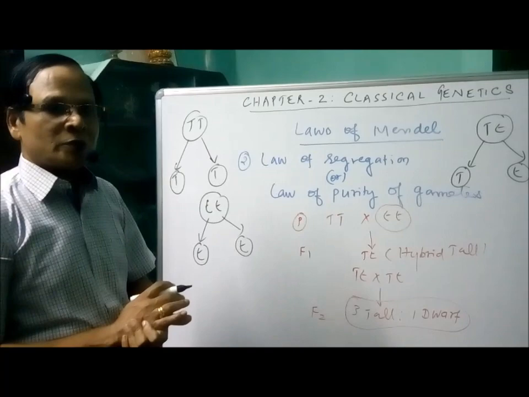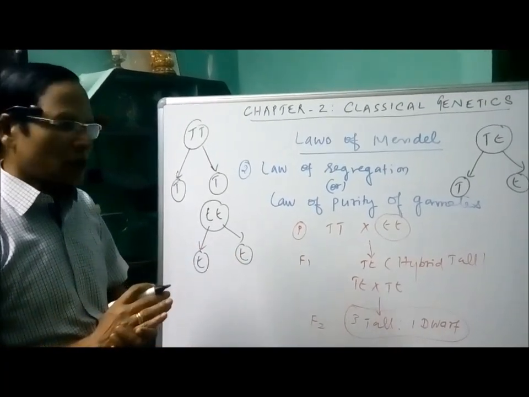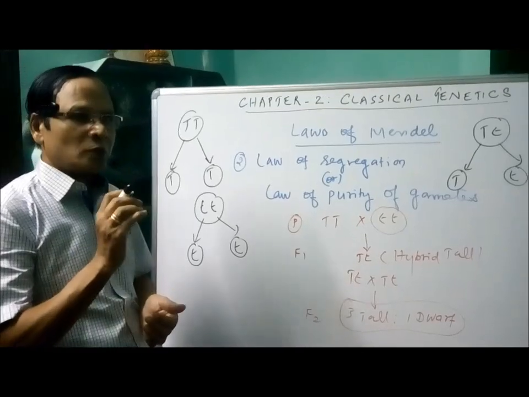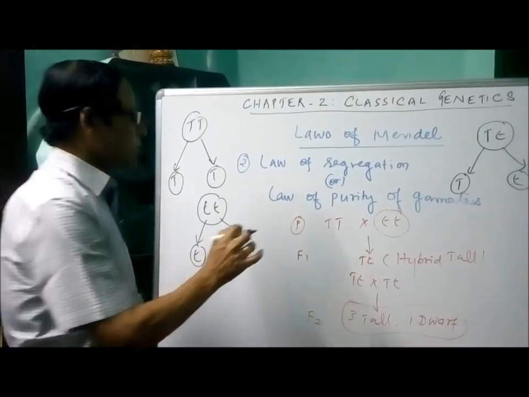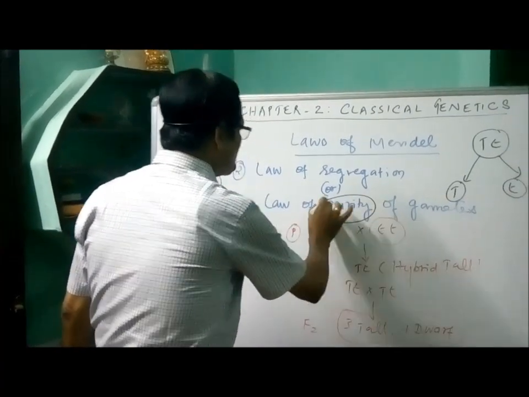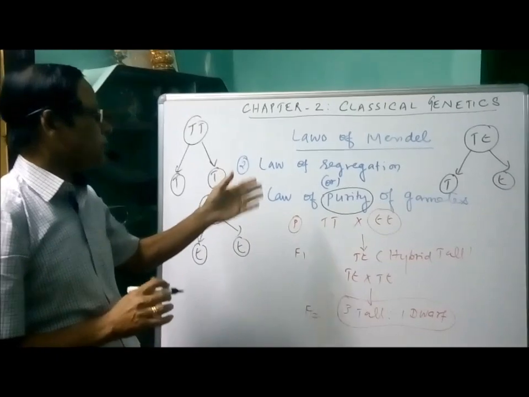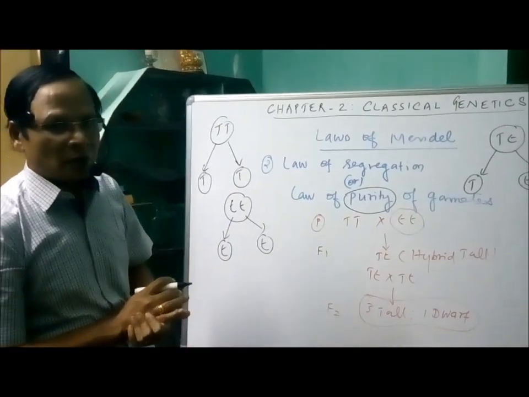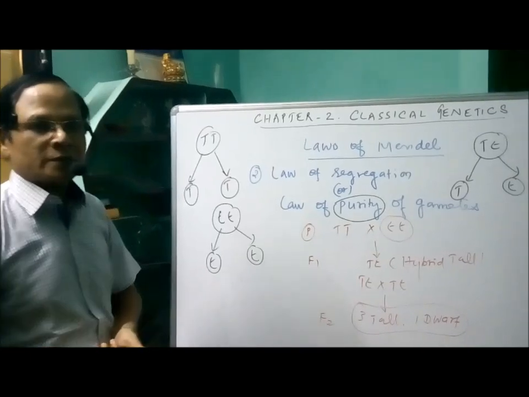During gamete formation, the two alleles separate and enter into separate gametes. So each gamete receives only one of the two alleles, not both. That's why I say the gametes are always pure. Hence the law is called the law of purity of gametes. The first law we already discussed is Mendel's law of dominance.